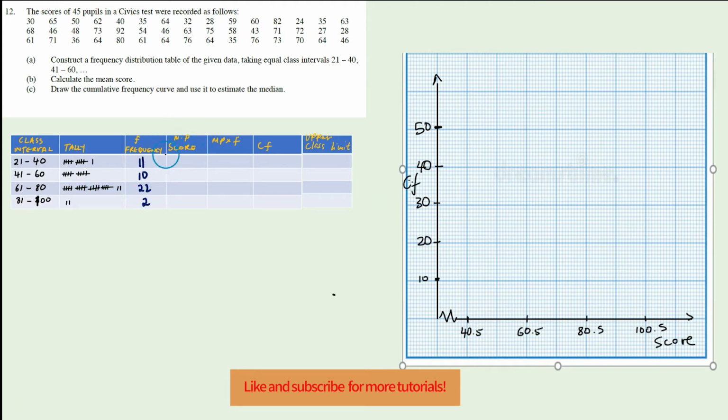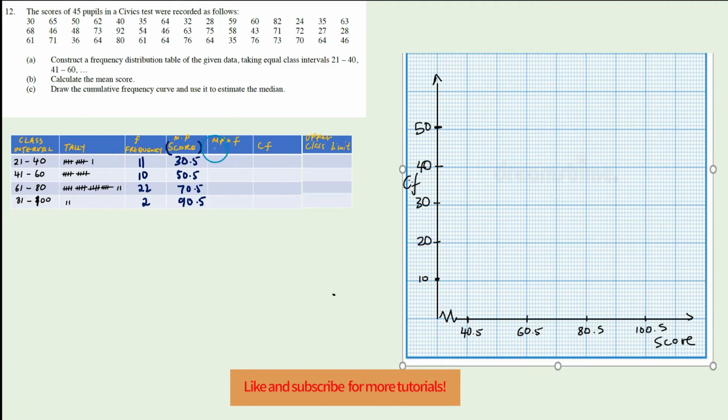And now I need the midpoint, or you can call it the score, because it's grouped data, so you need a midpoint. And a midpoint is just adding these two and finding the average. So 21 plus 40 divided by 2. So that's going to be 61 divided by 2 is 30.5. Similarly for the rest, so you will get 50.5 here, you will get 70.5 here, and you get 90.5 here.